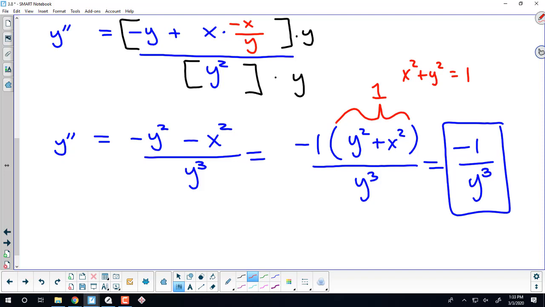So generally, when you find the second, third, fourth derivatives implicitly, you have to look back at your prior derivatives to simplify. And oftentimes you have to utilize your original equation, like we did here, to fully simplify it. Does anyone have questions about that? All right.